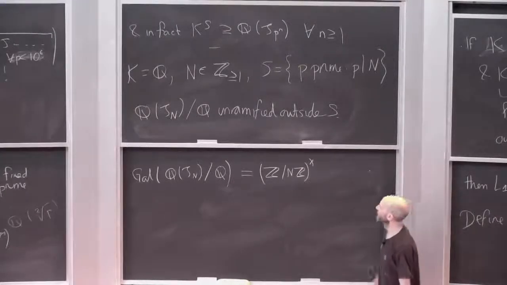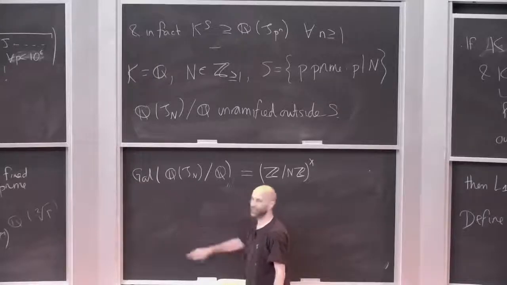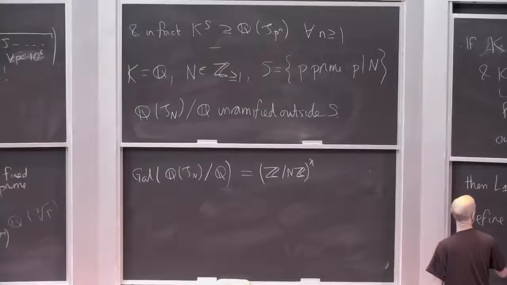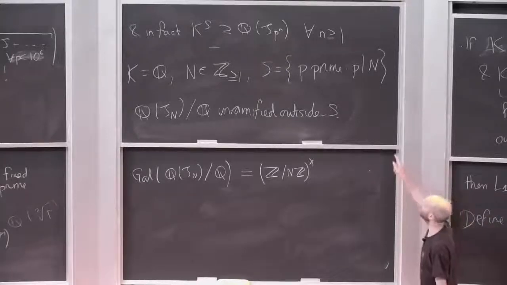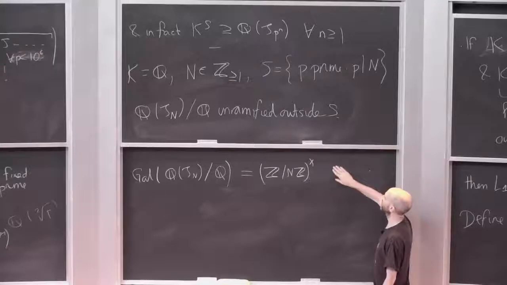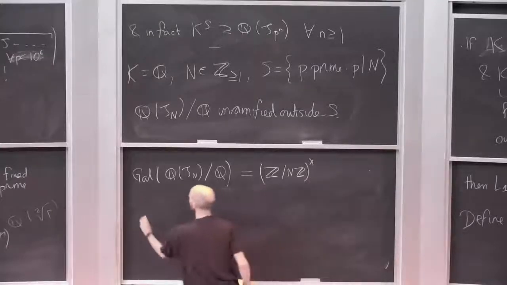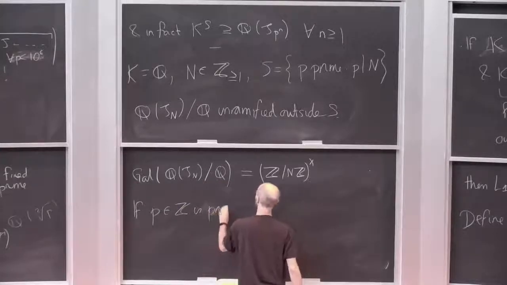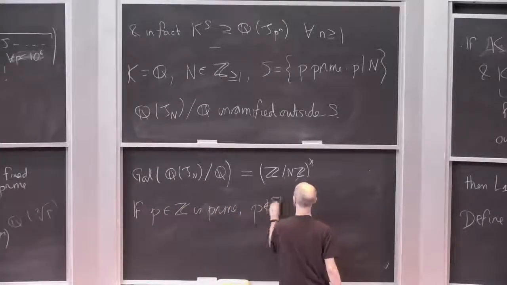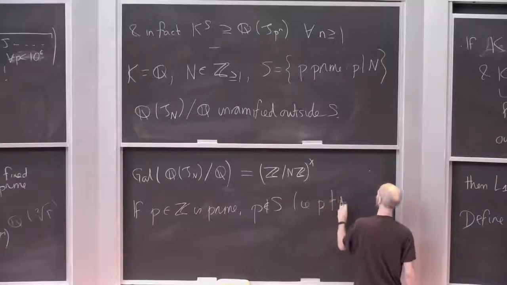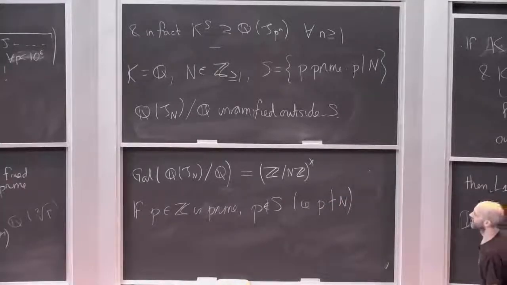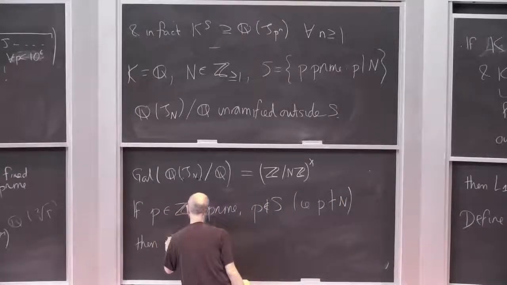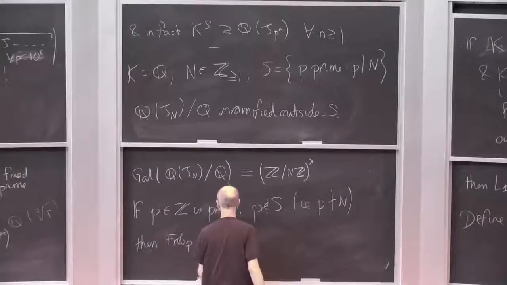So while we're here, why don't we work out some of these? I wasn't going to do examples. Examples are supposed to be in the review session at 4 o'clock. But while we're here, why don't I just do this example? We have some dictionary now. This example is unramified outside n. So if p in Z is prime, and p is not in S, i.e. p doesn't divide n, then there should be a canonical conjugacy class, Frob_p.